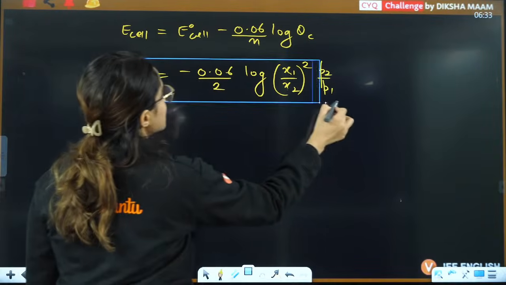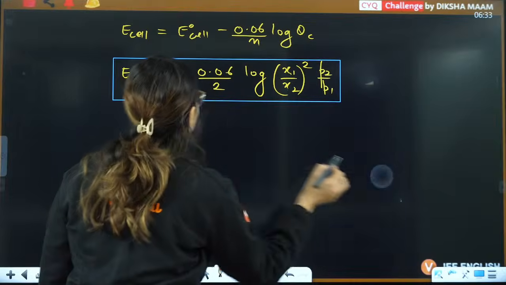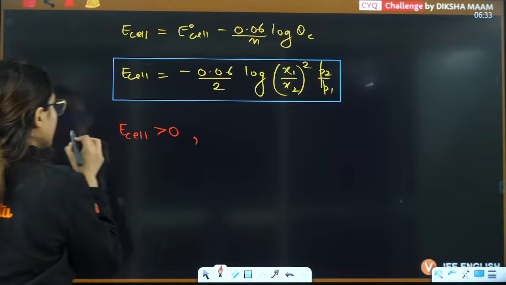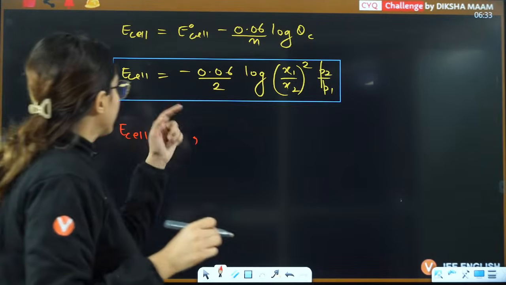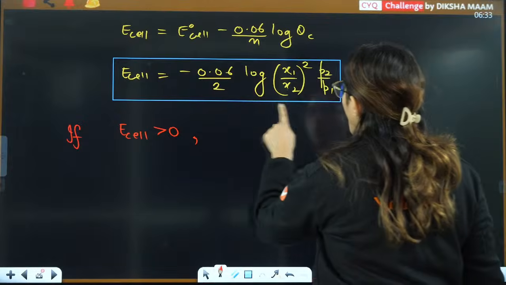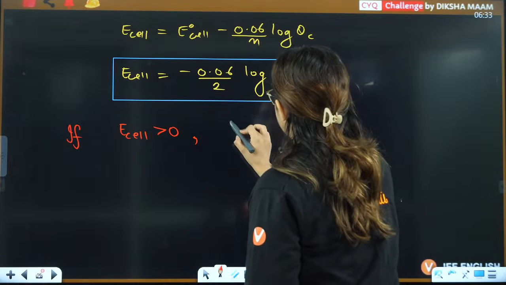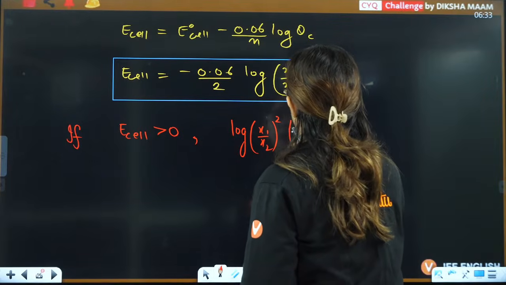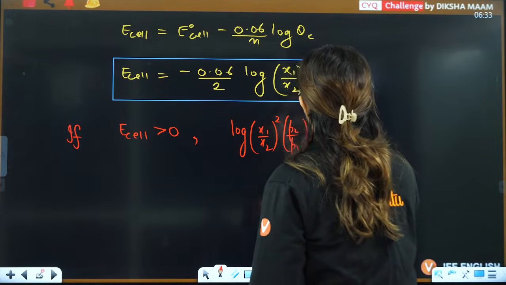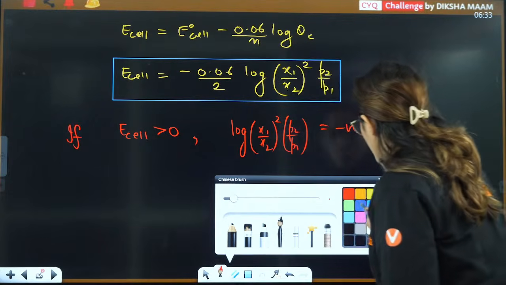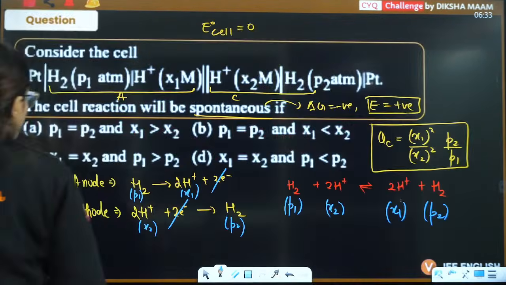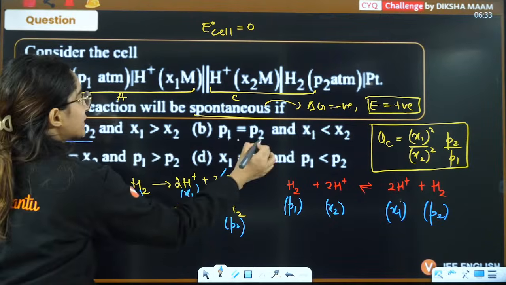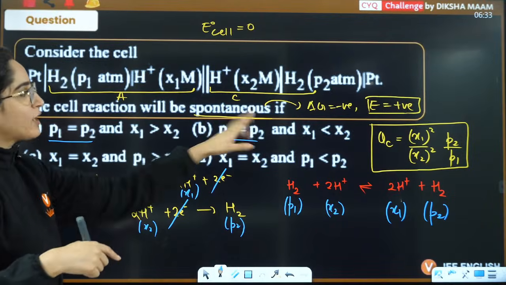Now see, this is the equation. If you want to make E cell positive, then this whole value has to be negative. Then log of X1 by X2 whole square times P2 by P1 has to be negative. So two cases we have. First case, let's say P1 is equal to P2. Then which one will be correct, X1 greater or X2 greater?